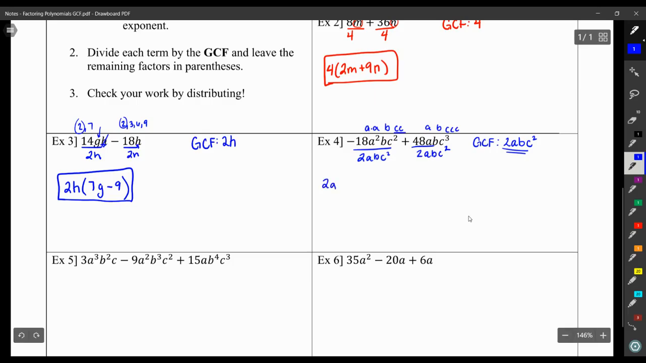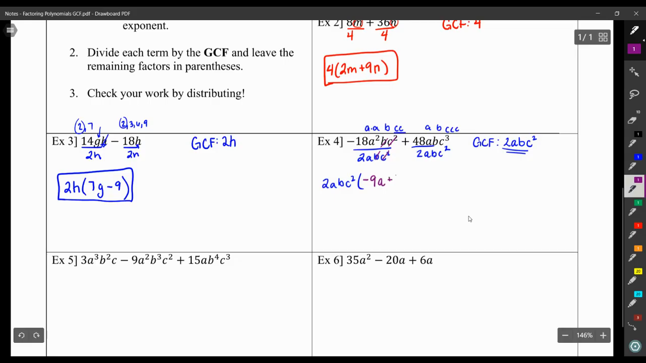So 2abc squared is on the outside. And now let's see what's left over. Negative 18 divided by 2 is negative 9. A squared, divide out an a, leaves you with 1a. B, divide out b, you don't have any b's left. And then c squared, divide out c squared, there are no c's left.